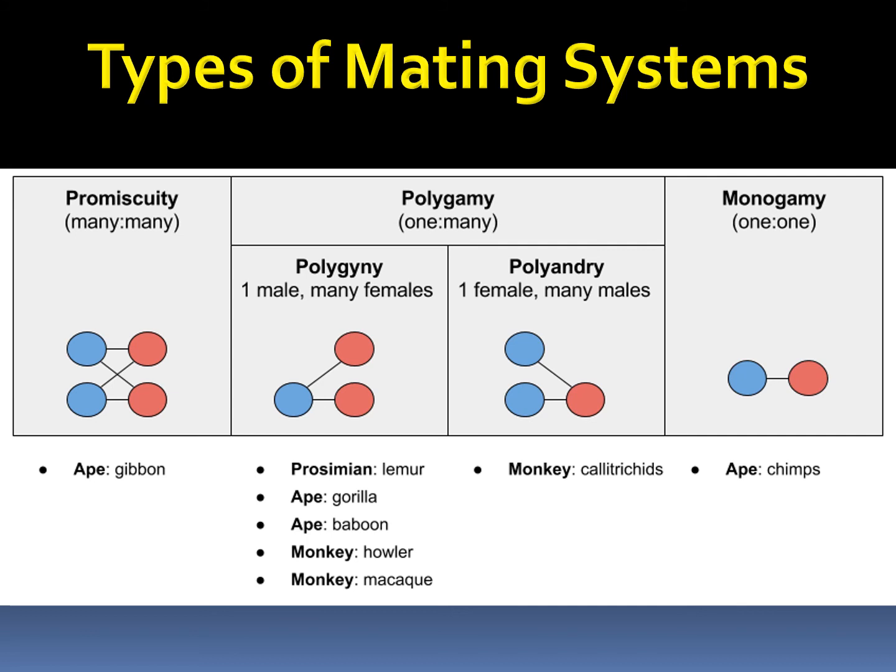Polyandrous groups are much more rare. That's where there's one female and many males. An example of that would be callitrichids, due to that ovulatory crypsis we talked about earlier. And then, of course, monogamy, we have one-to-one, which is chimps, kind of. Monogamy is actually an extremely rare mating system, and we try to say that humans are monogamous, but if you take any of my cultural anthropology classes, I will tell you that the primary mating system for humans is actually some form of polygamy. It's not monogamy.